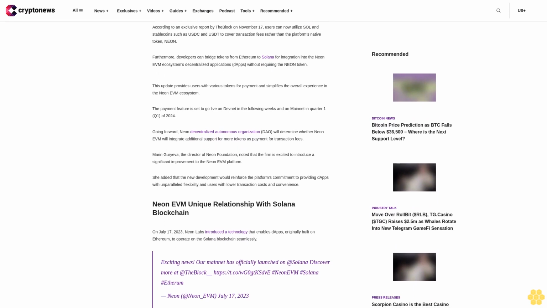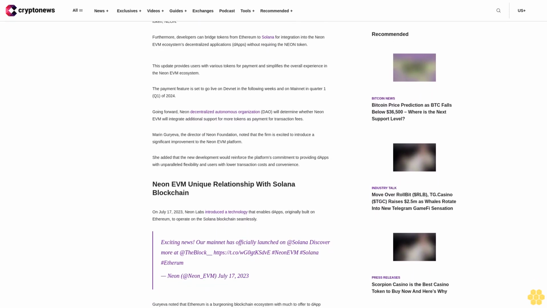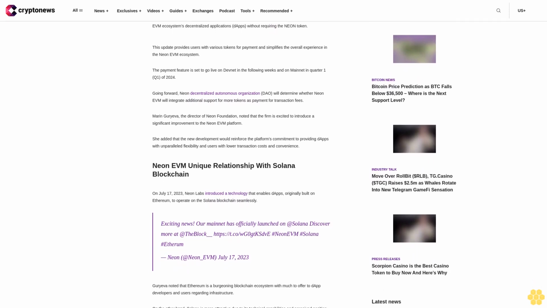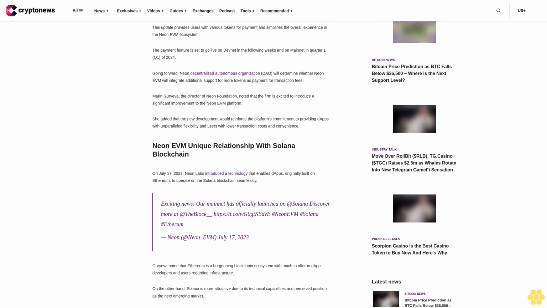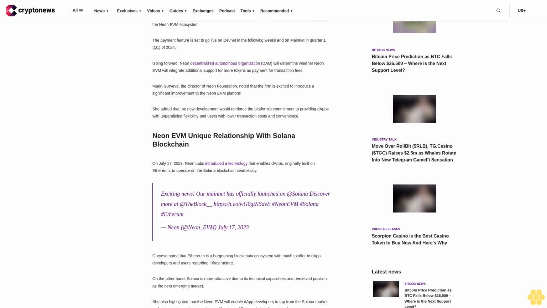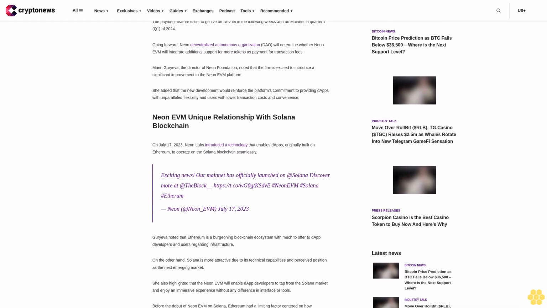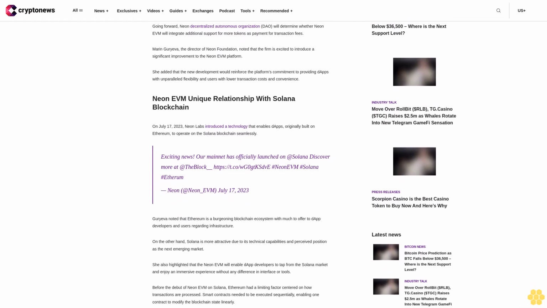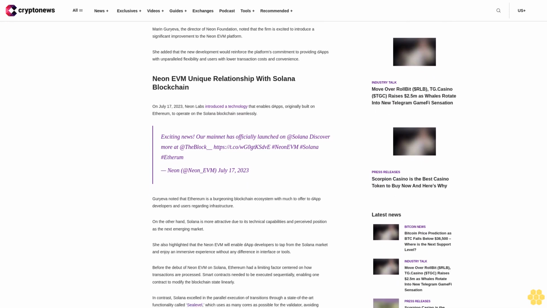in Q1 of 2024. Going forward, the Neon Decentralized Autonomous Organization, DAO, will determine whether Neon EVM will integrate additional support for more tokens as payment for transaction fees. Marin Gurieva, the director of Neon Foundation, noted that the firm is excited to introduce a significant improvement to the Neon EVM platform. She added that the new development would reinforce the platform's commitment to providing dApps with unparalleled flexibility and users with lower transaction costs and convenience.